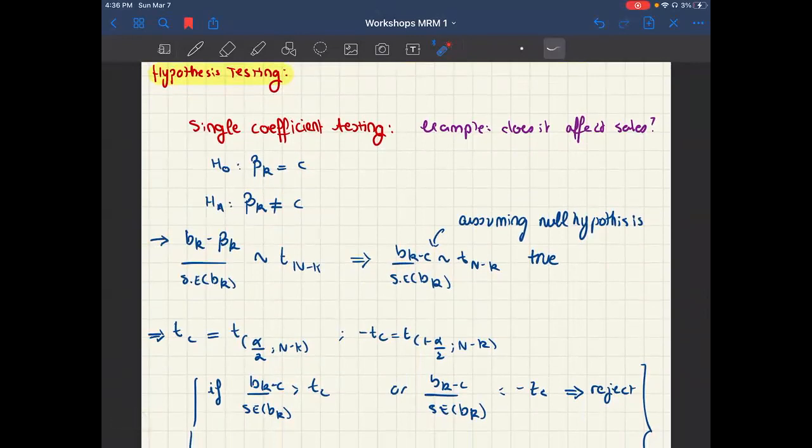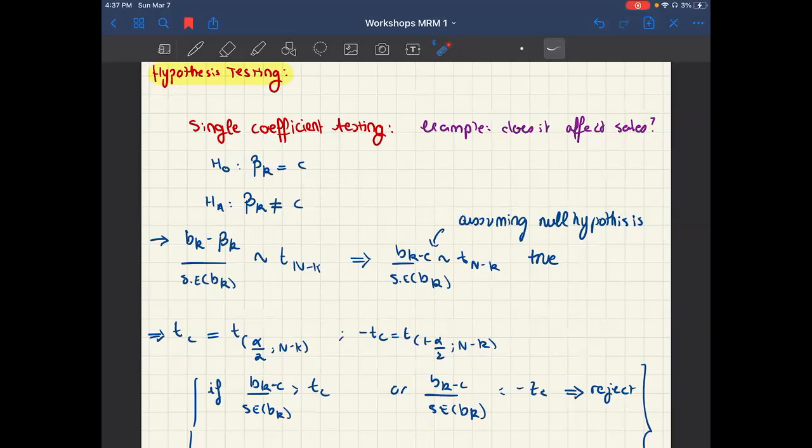The last extension of that is hypothesis testing. Let's say we get an estimate for beta k, which is bk, and we want to test if the true value beta k is equal to some constant c, versus not equal to some constant c, which is what we have here. Essentially, we're testing if beta k is not equal to that constant c.